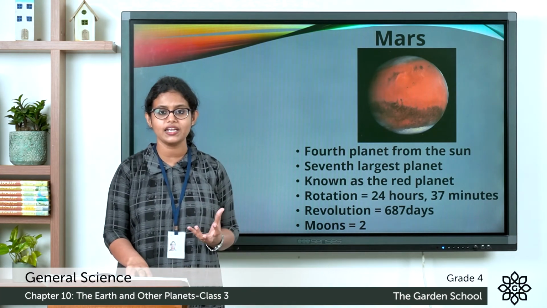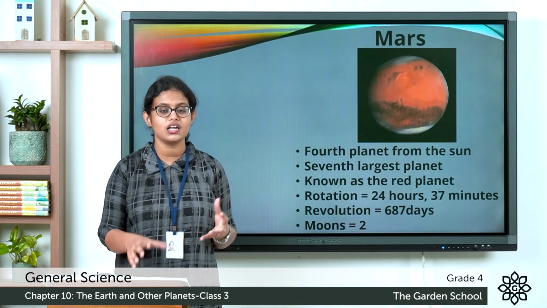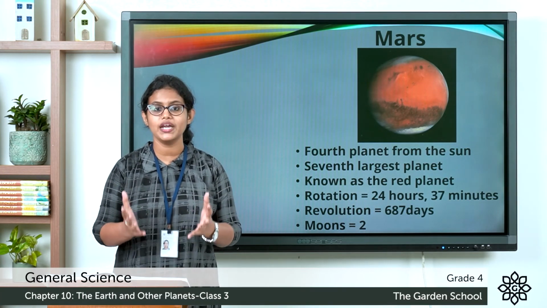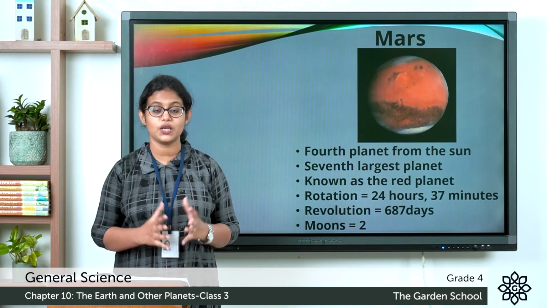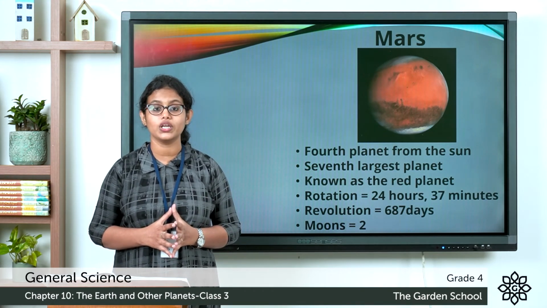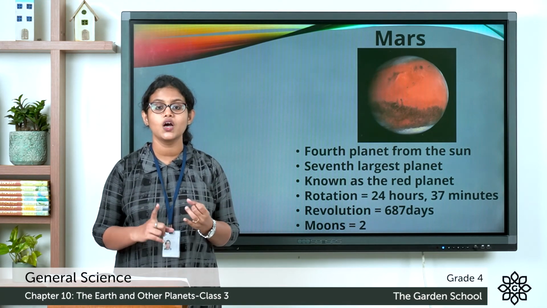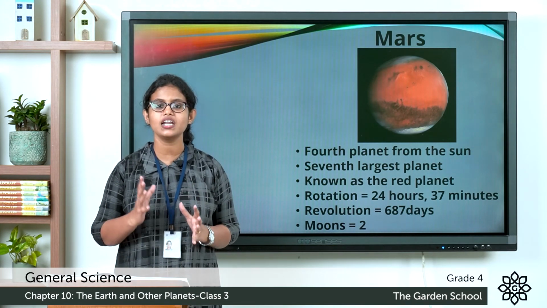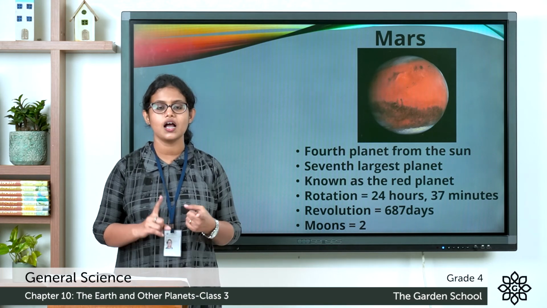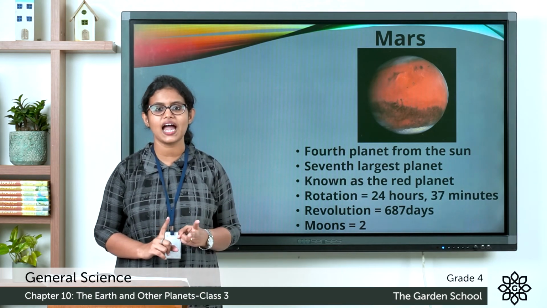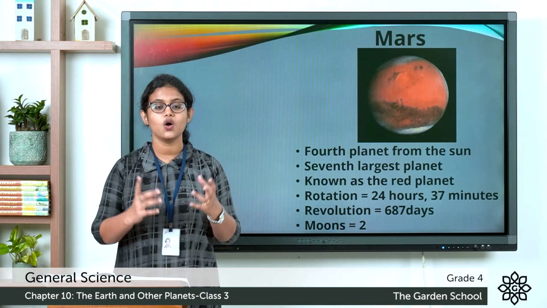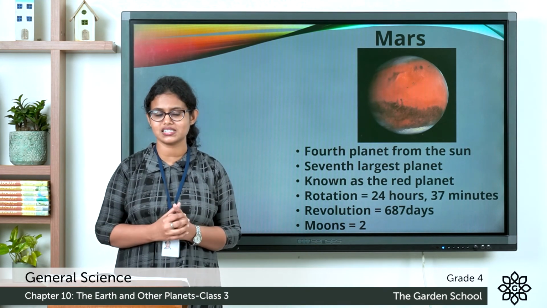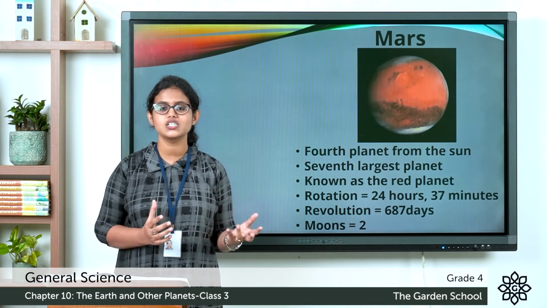So what are inner planets? Inner planets are planets that are closer to the sun, and all these planets are made up of rocks. Which are the inner planets we learnt? We learnt about Mercury, Venus, Earth, and Mars. Of these, Mercury and Venus do not have moons. Venus and Earth look almost the same in size, so we call it Earth's twin.